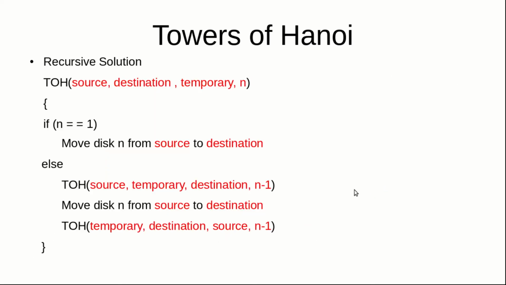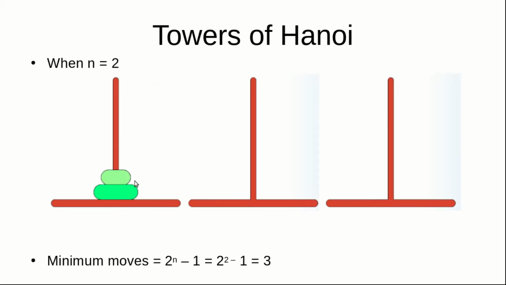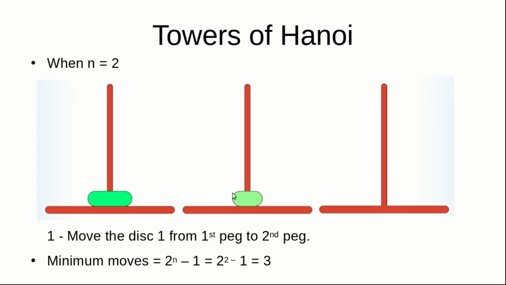Similarly, in the next case, if the number of disks is not equal to 1, if it is something else, what we do is that we transfer the n minus 1 disks from source to temporary using destination. Let's see what this means. In this case, n is not equal to 1, so we transfer n minus 1. That is, in this case 2 minus 1 is 1. We transfer one disk from source to temporary using destination. So you can see I transfer this.